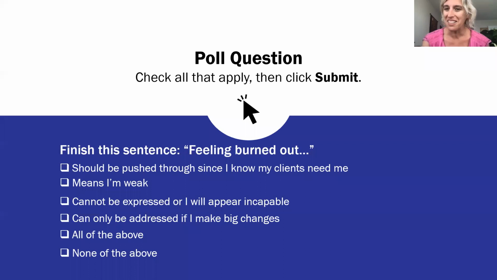So also to get us started, let's look at this question. Go ahead and finish the sentence. Feeling burnt out should be pushed through, since I know my clients need me. Means I'm weak. Cannot be expressed, or I will appear to be incapable. Can only be addressed if I make big changes. All of the above, or none of the above. Go ahead and answer that poll for us. And you can answer with more than one answer.